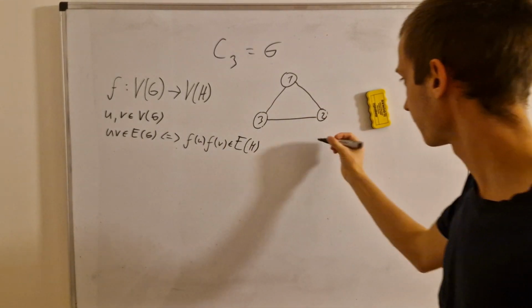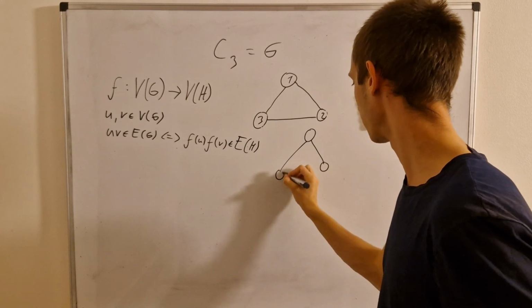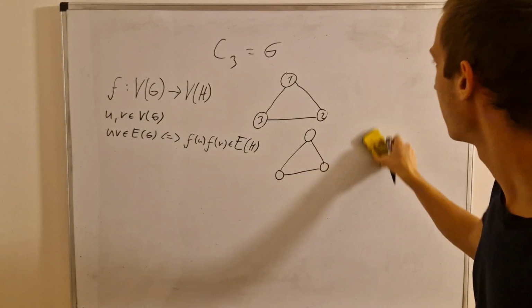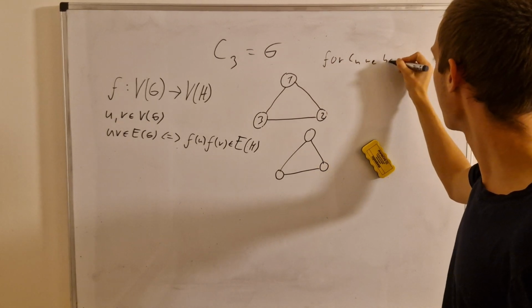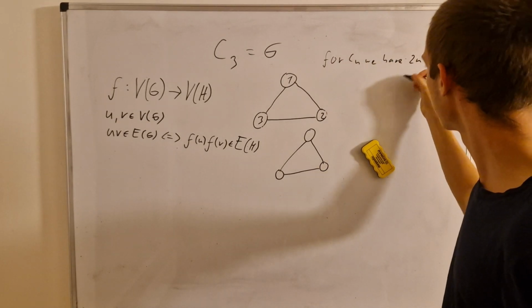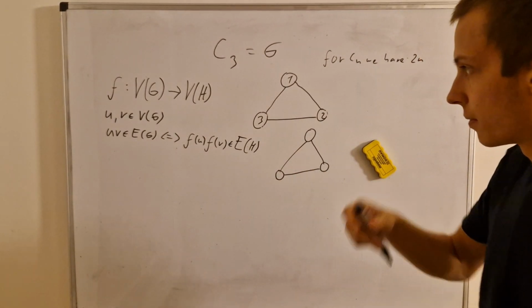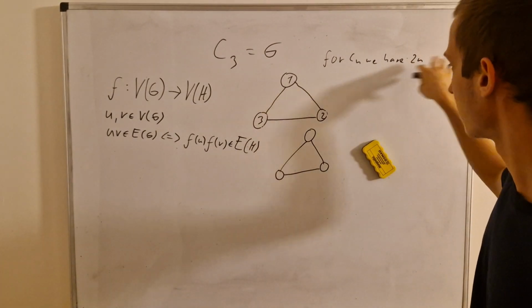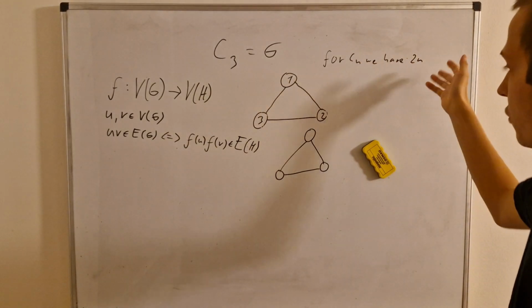So I can list it. I'm now going to be listing all the possible isomorphisms we have solved for C3. So for Cn, we have 2n isomorphisms.